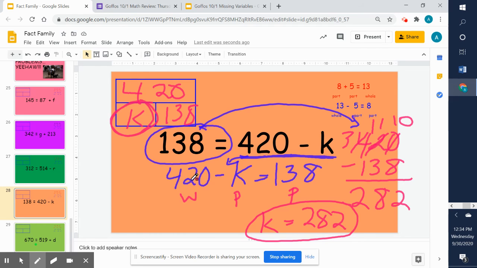And again, that makes sense. It's not larger than the 420. It is smaller, so that is my correct answer.